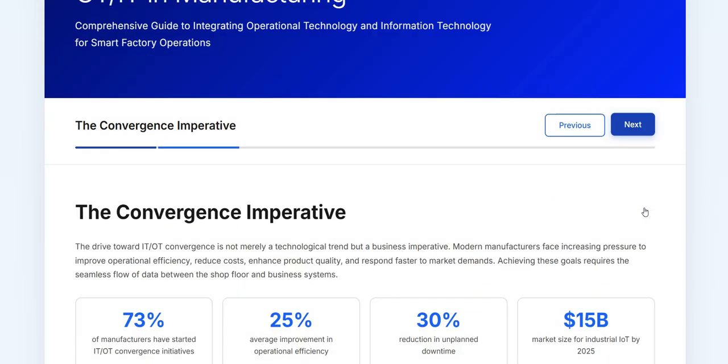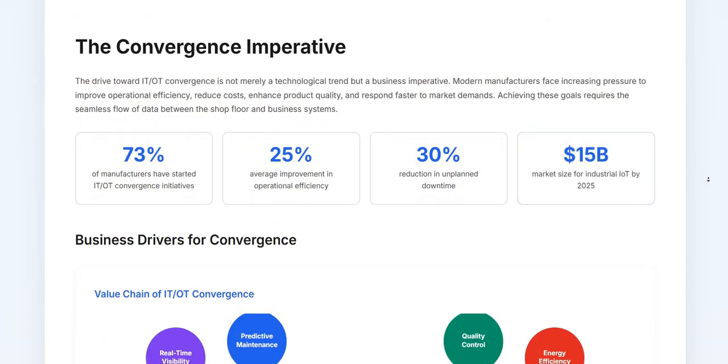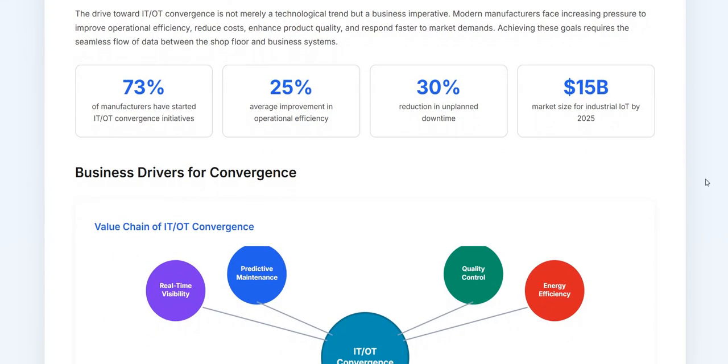Okay, and convergence here. Now, the message here is economic pressure. Manufacturers push for better output, lower waste, and faster response to demand. That pressure forces data to move from machines to planners without delay. And metrics here, look at the numbers shown. Adoption rates, efficiency gains, downtime reduction, and market size all point in the same direction. And connecting these layers produces measurable outcomes.